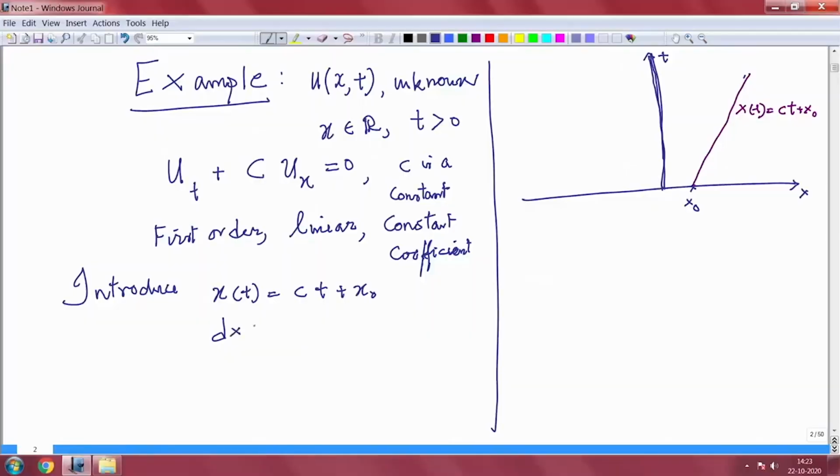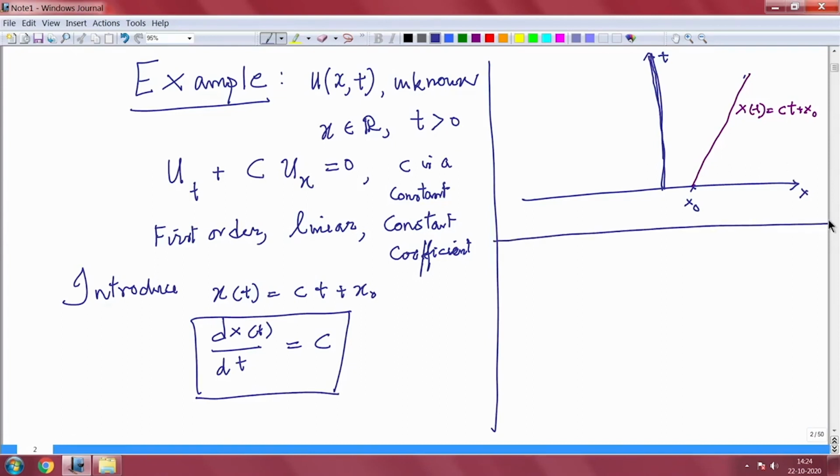So, that means you are looking for a curve x(t) for which dx(t)/dt equals c. So, basically you are actually looking for a solution. You may ask a question why I did consider that equation; that is precisely what you are going to understand now.